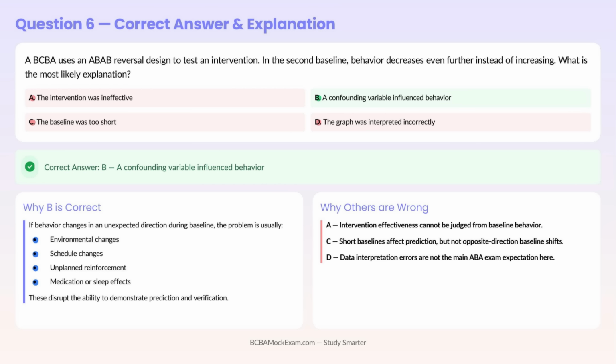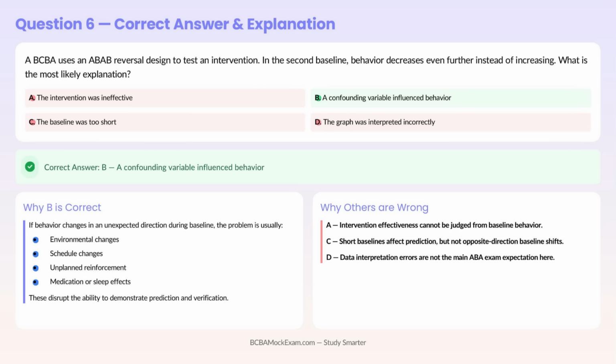When behavior changes in an unexpected direction during a baseline phase, it usually means some external factor has entered the picture, such as environmental changes, schedule changes, unplanned reinforcement, or medication or sleep effects. These factors interfere with the ability to demonstrate prediction and verification in a clean reversal. Option A is incorrect because you cannot judge intervention effectiveness by looking only at baseline behavior.